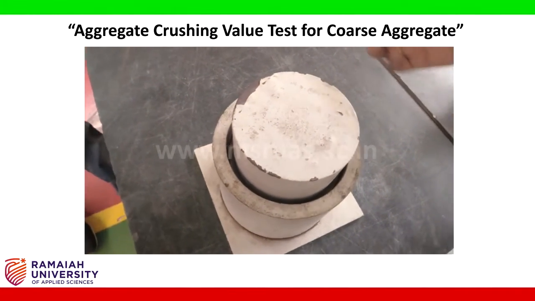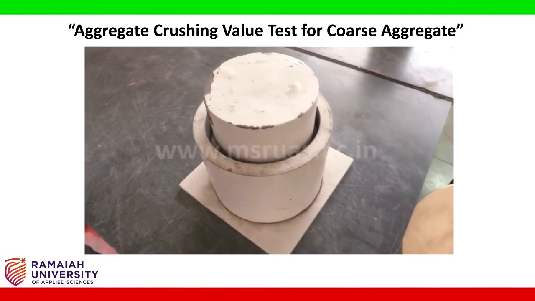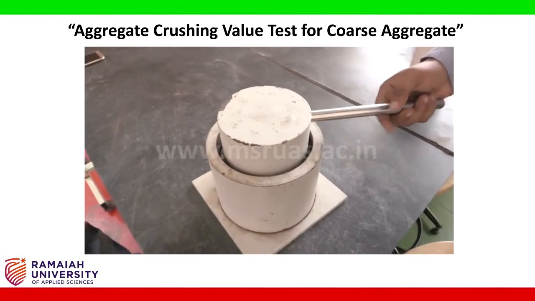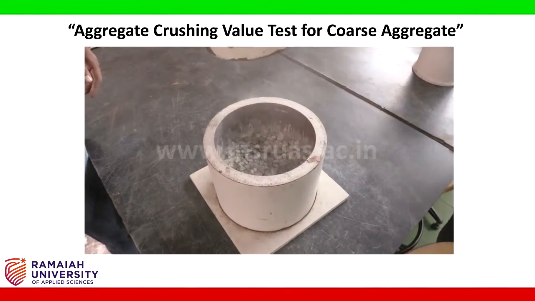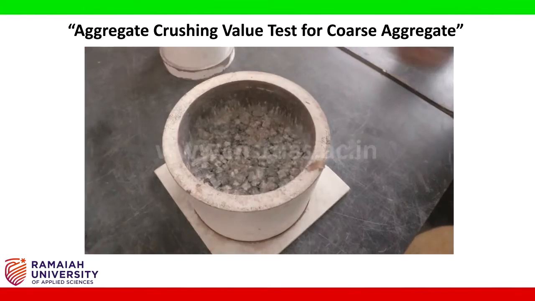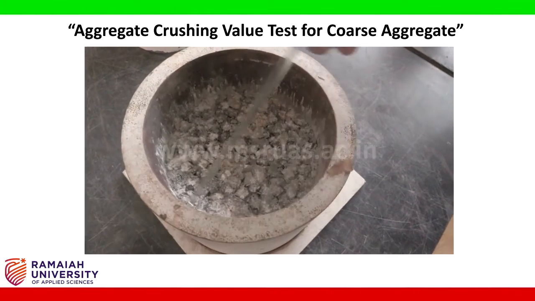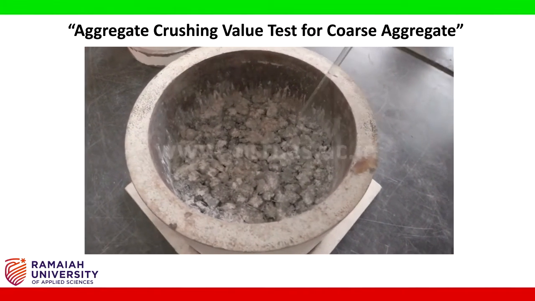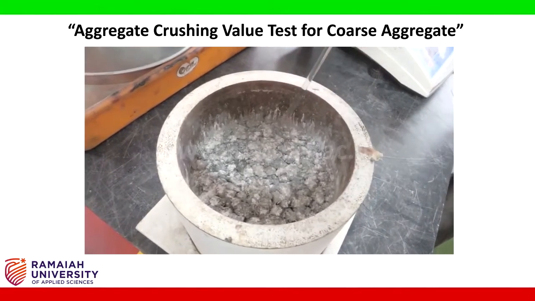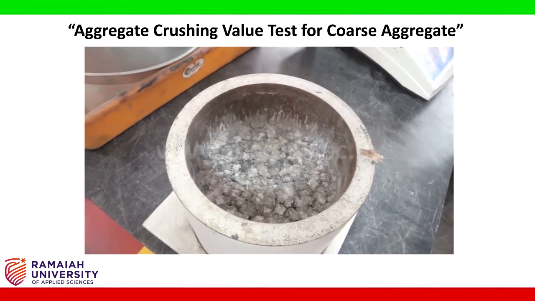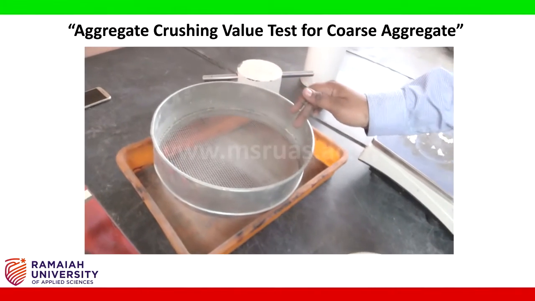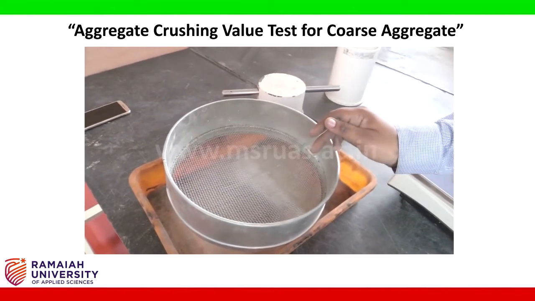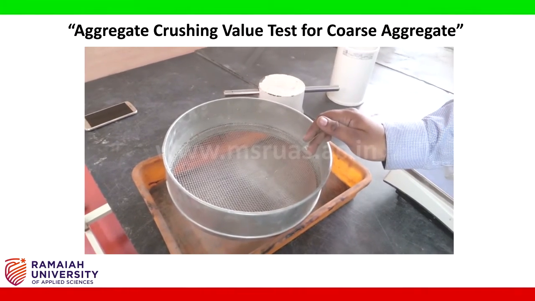We are going to remove the top portion of the plunger. This is what you are going to observe, the crushed aggregate sample. This sample we are going to sieve through a 2.36 mm sieve, and we are going to take the weight which is retained on the 2.36 mm sieve.